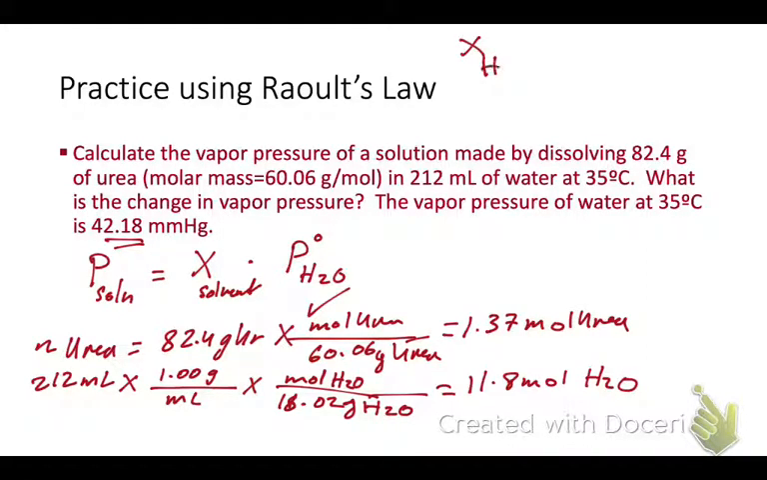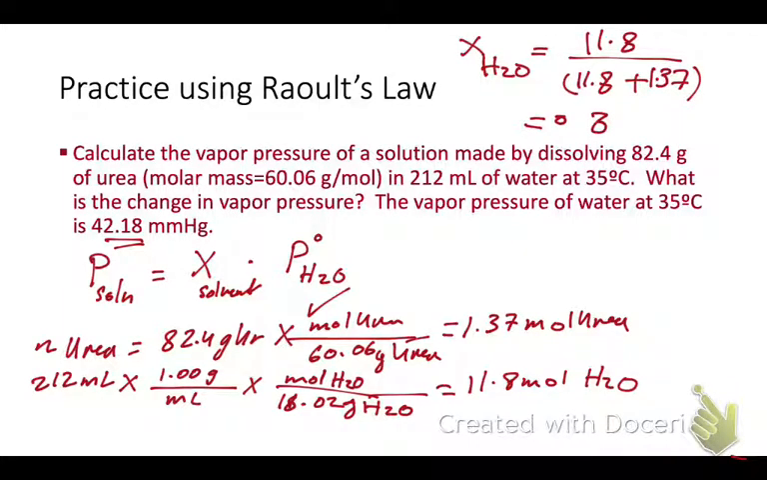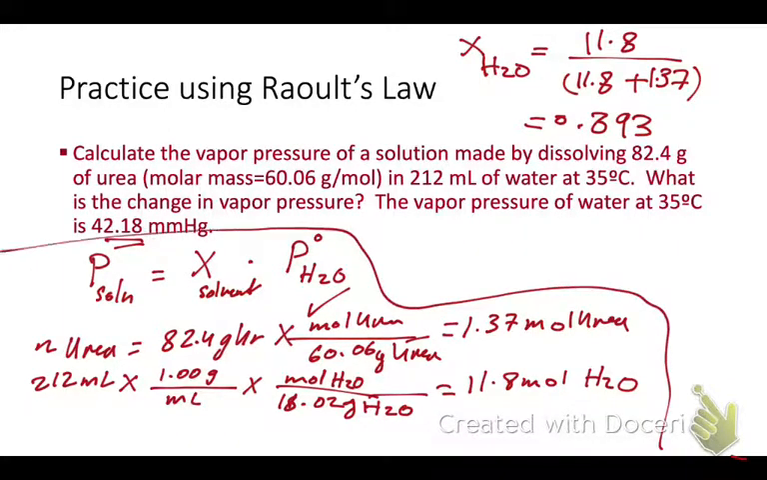So now I am ready to calculate the mole fraction of water. The mole fraction of water is moles of water over the total moles. So that will be 18.8 divided by 18.8 plus 1.37. So when I do this math, the answer will be 0.893.